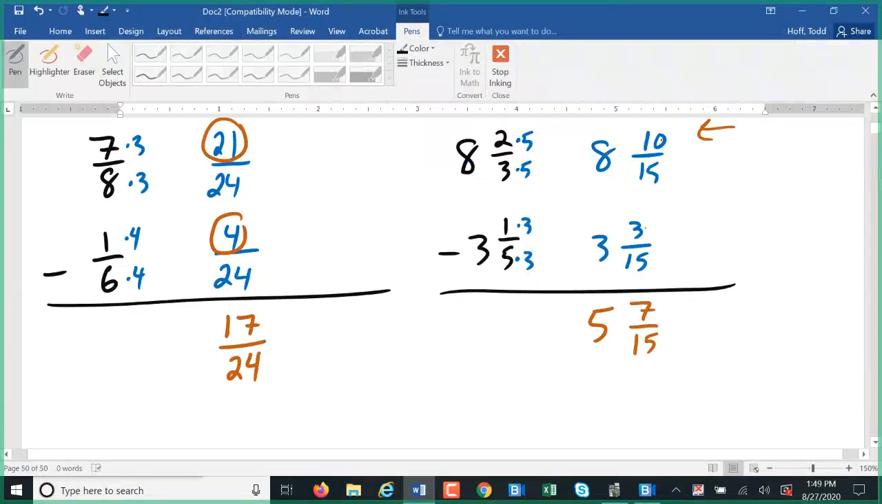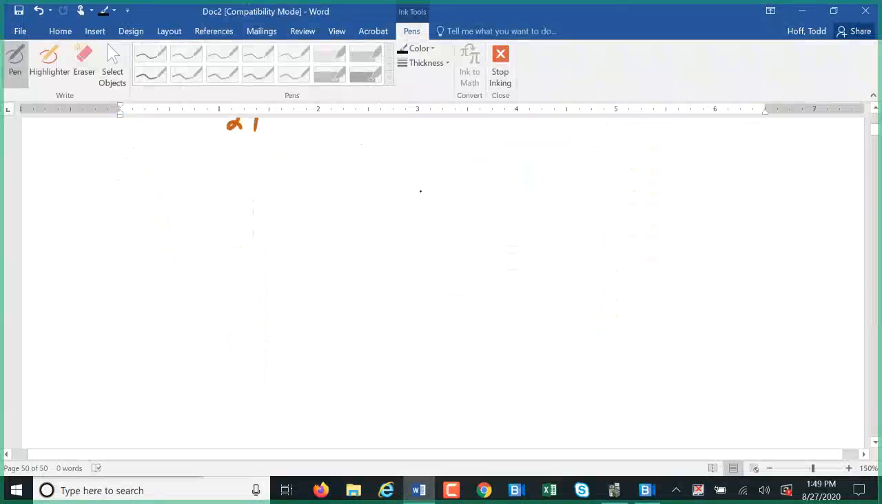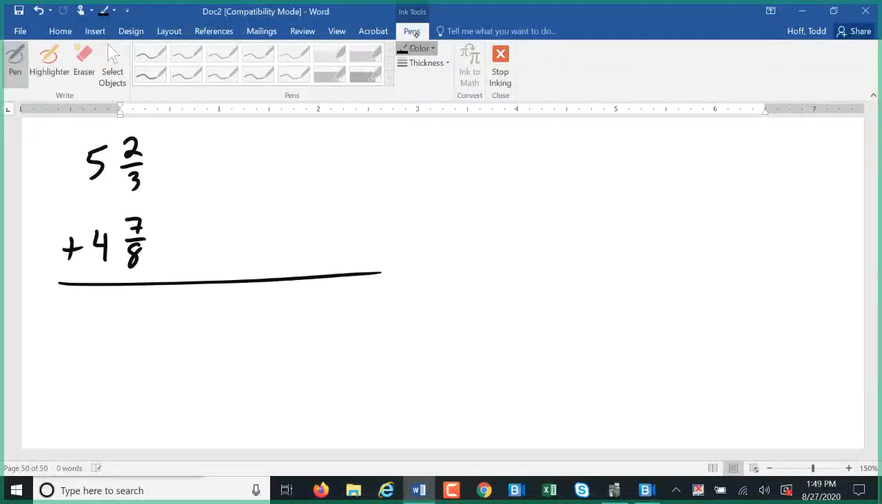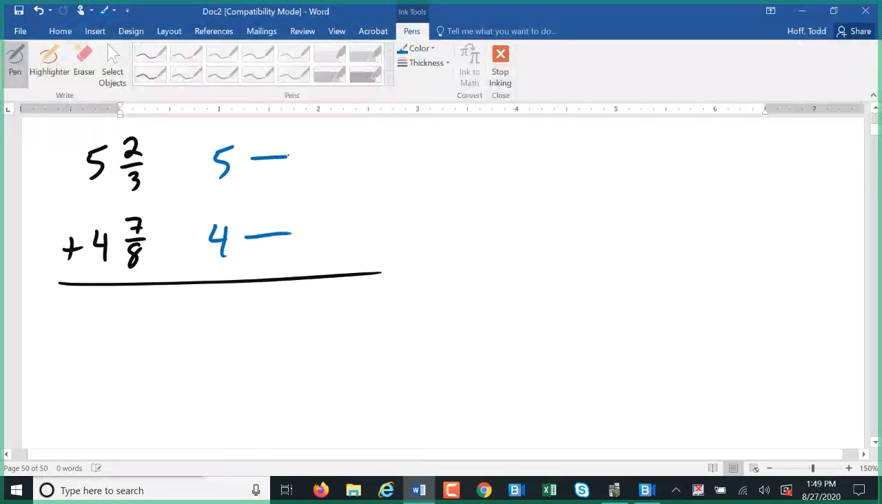Now, so far, all of the examples I've done with addition and subtraction of mixed numbers have been pretty simple examples. It doesn't stay that simple. We run into things like this. And we might have 5 2/3 plus 4 7/8. So let's go ahead and find our common denominator. Between 3 and 8, it's going to be 24.